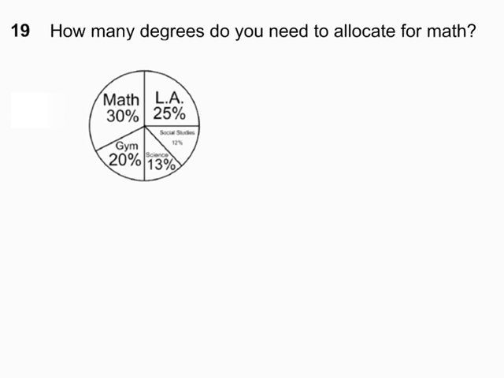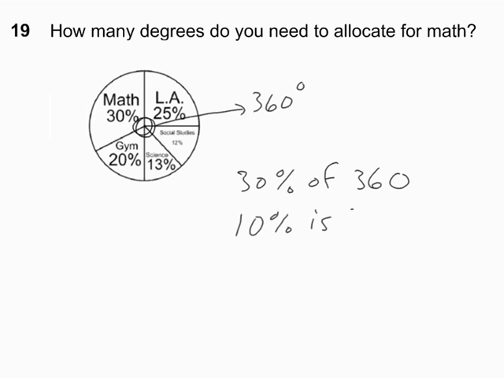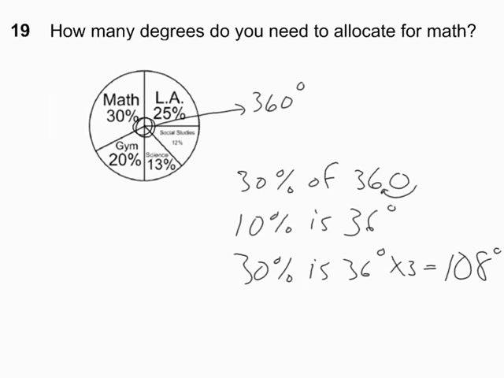Okay, question 19. How many degrees would you need to allocate for math? Well, we know that all of these degrees inside here add up to be a circle, which is 360 degrees. The whole thing is 360 degrees. We're looking for 30% of 360 degrees. Well, we can do this one of two ways. We can use a calculator, or we can do it mentally. We'll do it mentally this time. 10% is 36 degrees. We know that because we moved the decimal one place over for 10%. So 30% would be 3 times that, which is 36 degrees times 3, which is 108 degrees. So I would need to use 108 degrees to allocate for math.